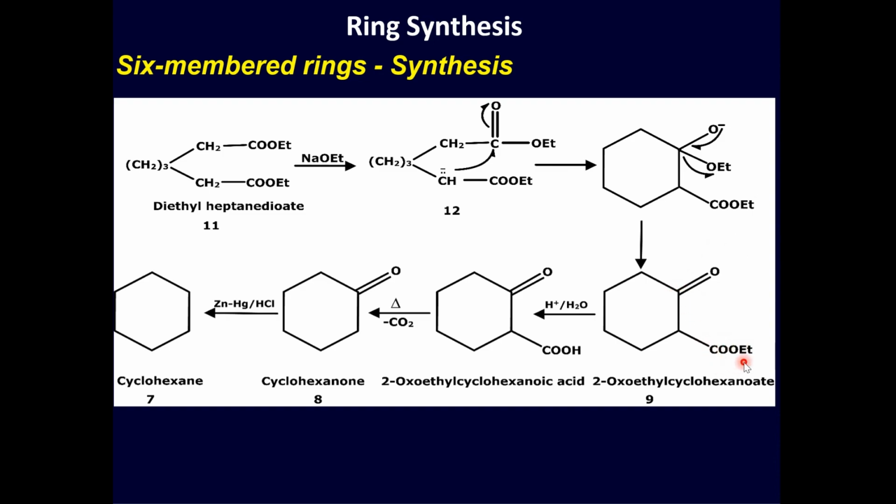The COOEt which I am having here, I hydrolyze this in the presence of an acid. The COOEt gets converted into COOH and ethanol. I strongly heat it, decarboxylation occurs, and I'll get cyclohexanone. Treat with zinc amalgam and HCl, I'll get cyclohexane. These are the four strategies which are utilized for carbocyclic six-membered ring system synthesis.